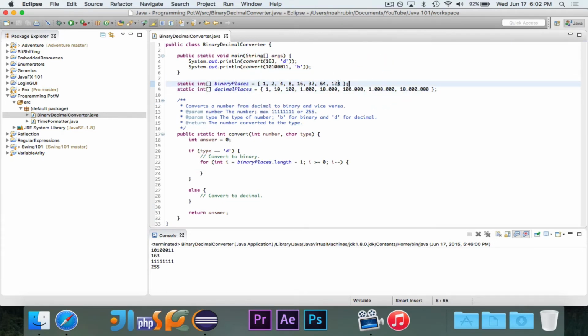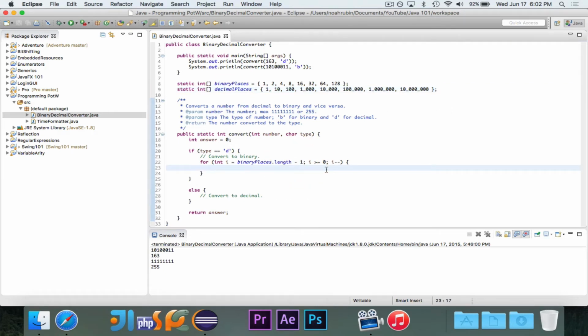And if you wanted to support more places, you could just add a 256 right in there, and you would just want to add one more 0 to the end right there. And then you'd be able to support more places. That's one of the great things about this implementation, it's really easy to scale it up.